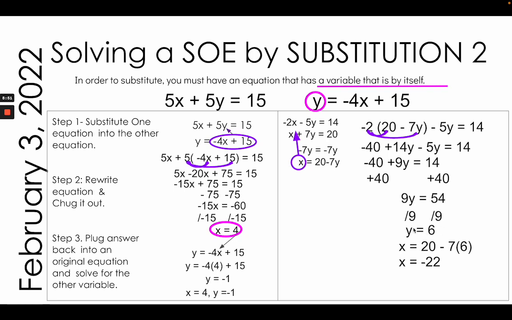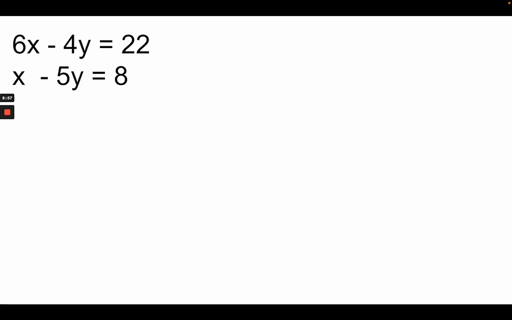Okay, let's flip over to the other side of your graphic organizer. And we are going to look at another example. So here we see 6x minus 4y equals 22, x minus 5y equals 8. And your brain should be telling you the rule. In order to substitute, you have to have an equation with a variable that is by itself. And we don't see any of that here.